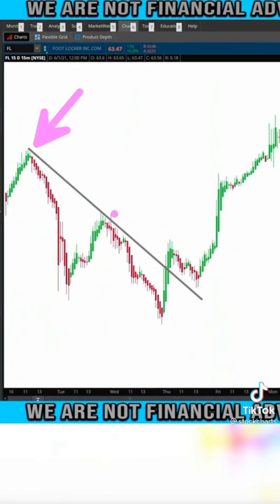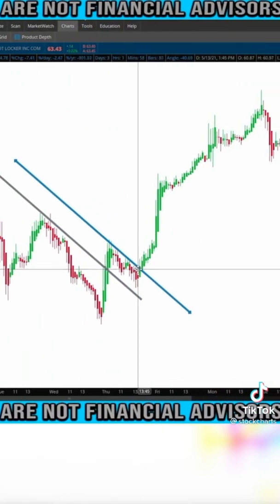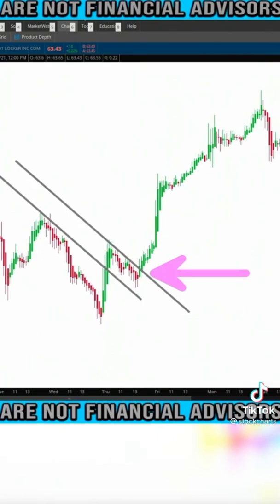This works on any time frame. Resistance, resistance, breakout, comes back to that resistance level, duplicate, keep the same angle. Once price breaks out of that double line, enter into the trade.